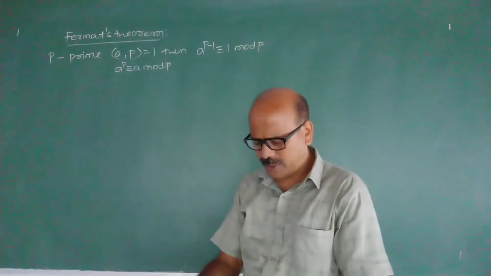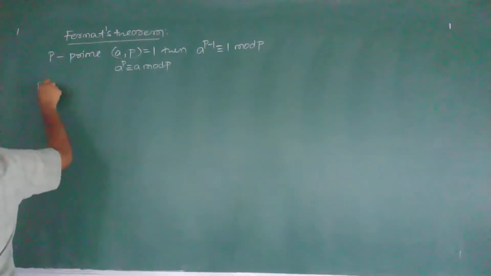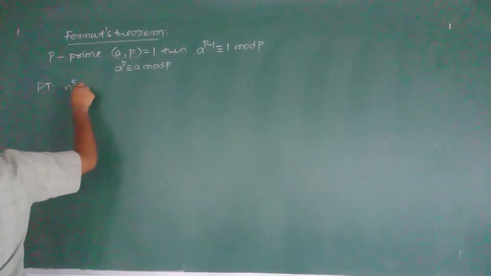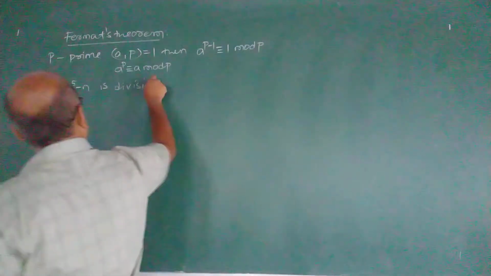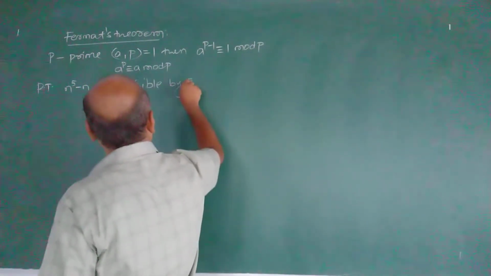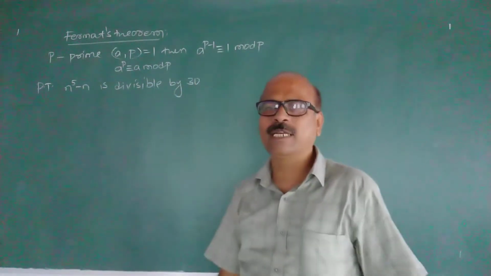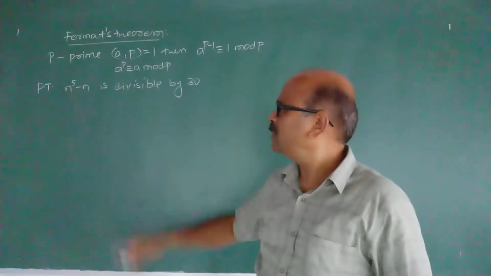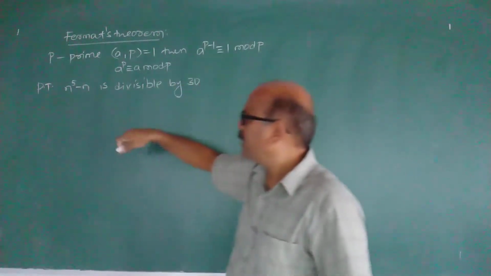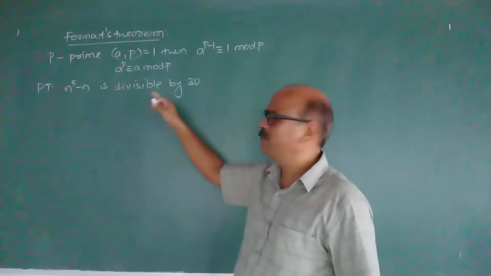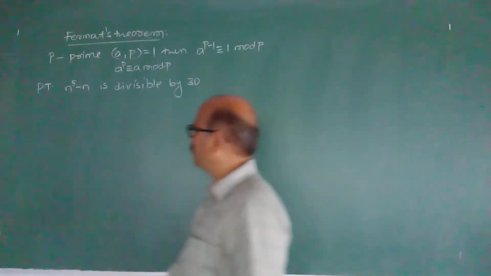I think I have solved a few problems already. I start with this problem: prove that n raised to 5 minus n is divisible by 30. The value of n is not mentioned here, but it is understood. N means natural number or positive integer. For any positive integer, n raised to 5 minus n is always divisible by 30. By using Fermat's theorem, we can easily prove this.